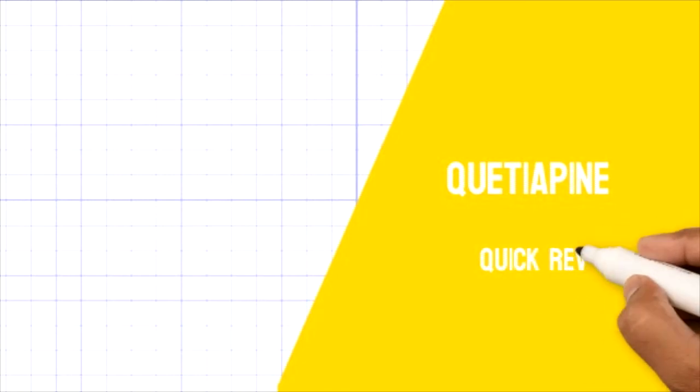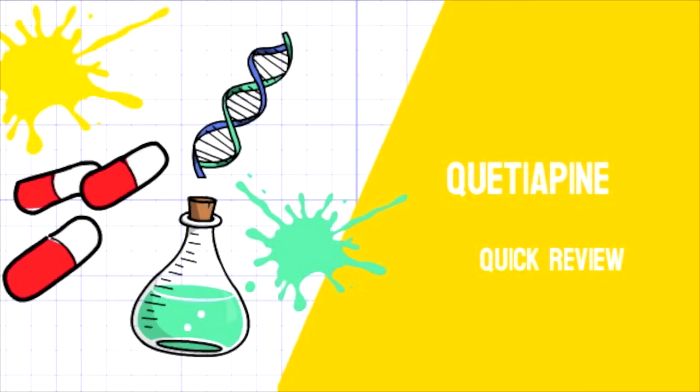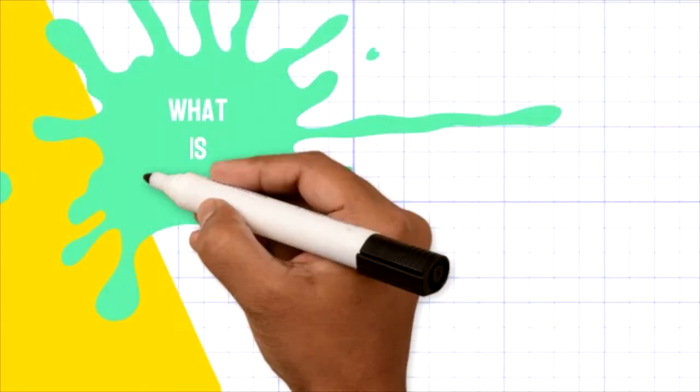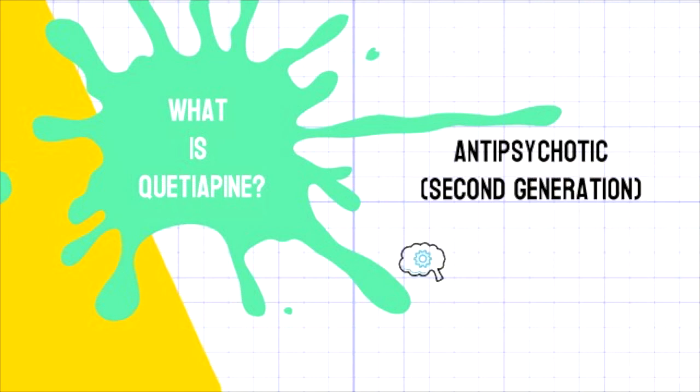In this video, we are going to talk about the drug quetiapine. So let's get started. First, we'll see what is quetiapine. Quetiapine is a second generation antipsychotic drug. Clinically, it is used in bipolar disorder and it is also used in positive and negative symptoms of schizophrenia.